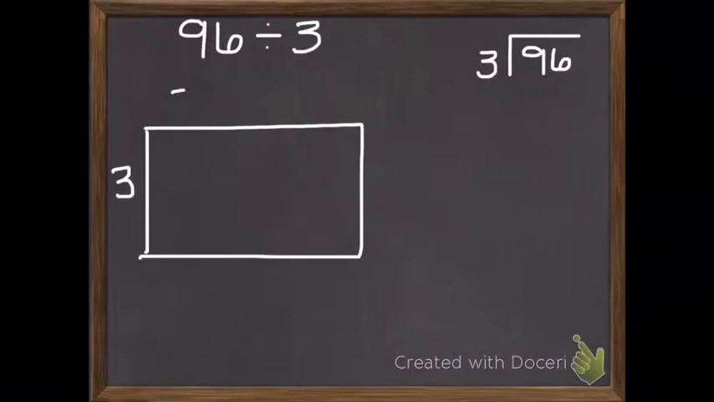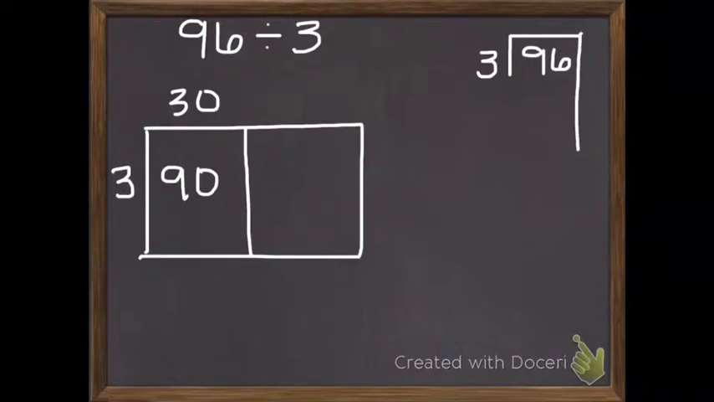So I'm going to place a 30 here. And I know that this section is 3 times 30, which is 90. That's the area of this part of my rectangle. I can show that over here by doing a big 7. I did 3 times 30, which is 90, and I just subtract it from my dividend, which is 96, and now I know I have 6 left in my dividend.